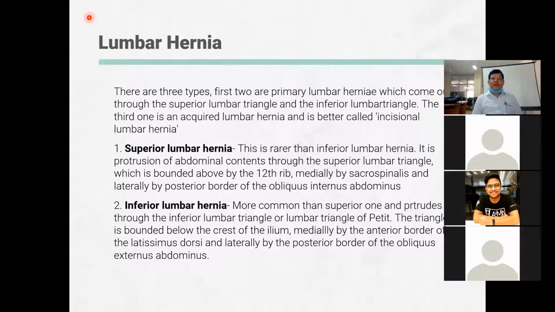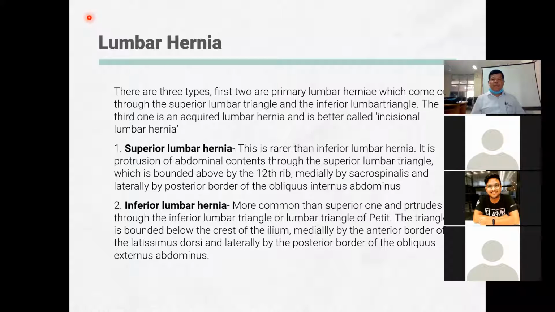It is a triangle bounded above by the 12th rib, medially by the sacrospinalis muscles, and laterally by the posterior border of the internal oblique abdominis muscle. So through this triangle, the superior lumbar hernia develops as a result of primary defect.